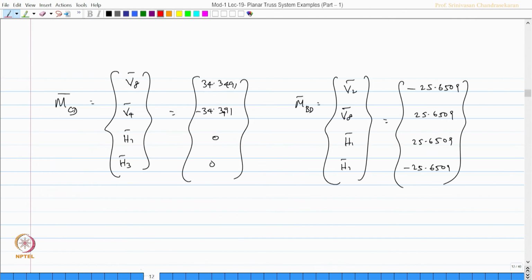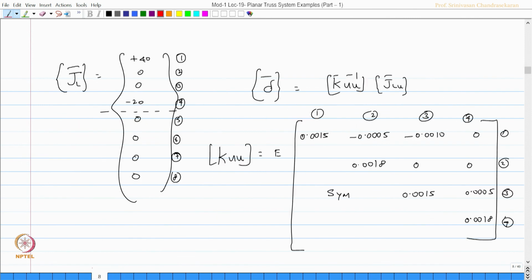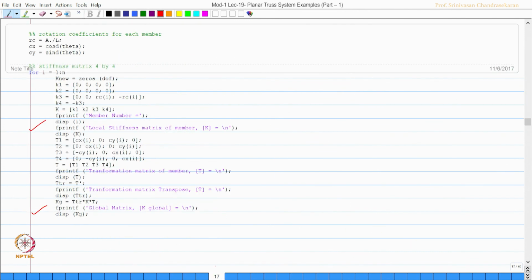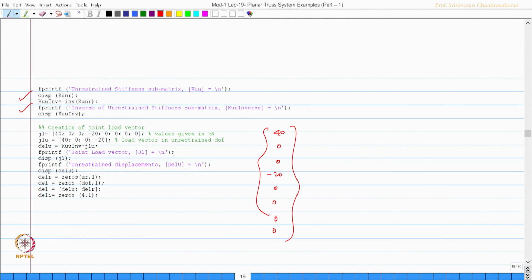Let us compare this with the joint load vector here, which is exactly the same. You can see 40 0 0, okay, and minus 20 4 zeros. So, this is exactly the same as what you have here, is it not? 40 0 0 minus 20 4 zeros.